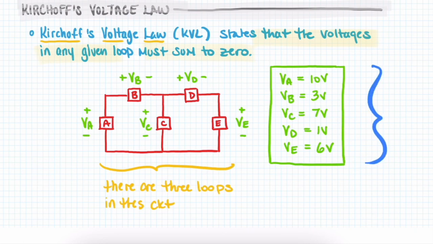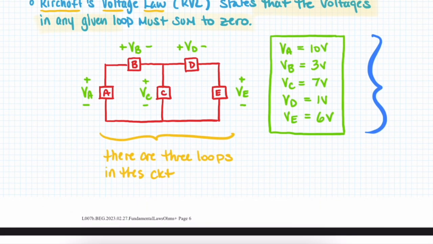And, right, we should be able to apply KVL. Let's quickly take a look at 1 or 2. So VA, VB, and VC. Let's sum those voltages together. So VA is 10, VB is 3, VC is 7. That equals 20. It's not equal to 0. All right, what's the reason for that?